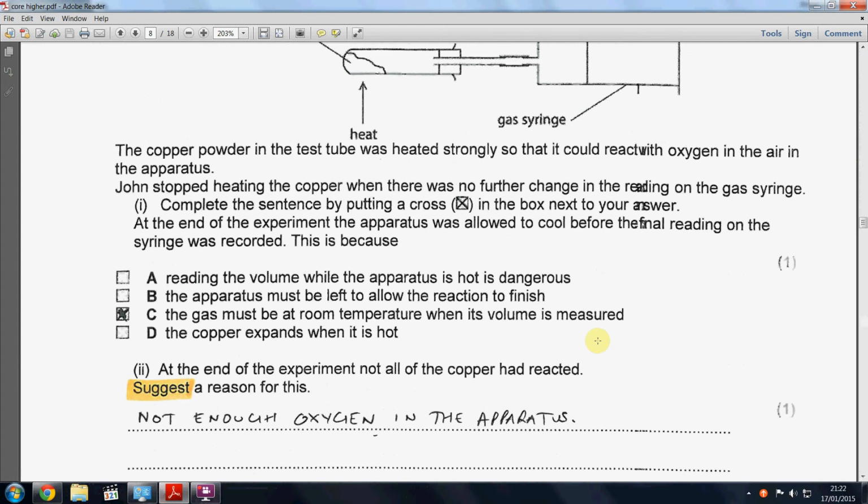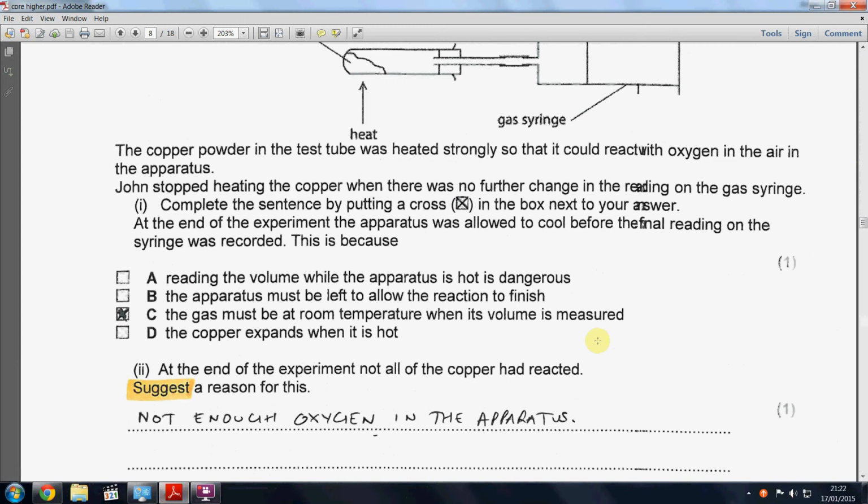The apparatus must be left to allow the reaction to finish. Well, he's already said that he stopped heating it when the gas syringe had stopped moving, so the reaction had already finished, so it's not that one. The third one, C, the gas must be at room temperature when the volume is measured. Well, that makes sense, because when the gas is heated, it's going to expand slightly.